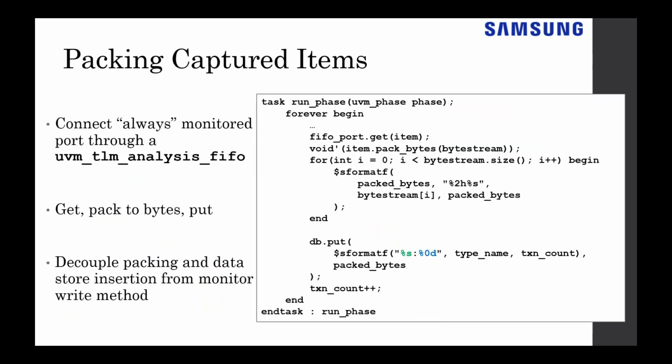So what does it look like to pack these things? We'll get the item from the FIFO, and then we'll call the UVM pack bytes, which turns it into a dynamic array of bytes for us. We'll have to iterate through that array and turn it into a string, because that's the API for LevelDB. And then we go through the DPI layer, passing the string of the composite key and the value. Then we iterate and grab another one. So really simple, and this class doesn't understand what the item is. It doesn't have to care, which is also kind of cool.